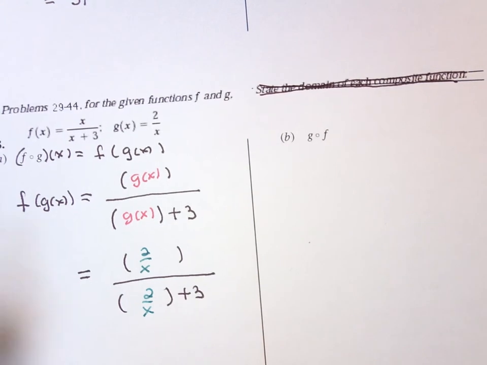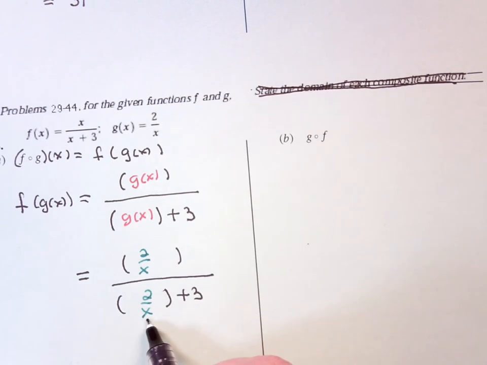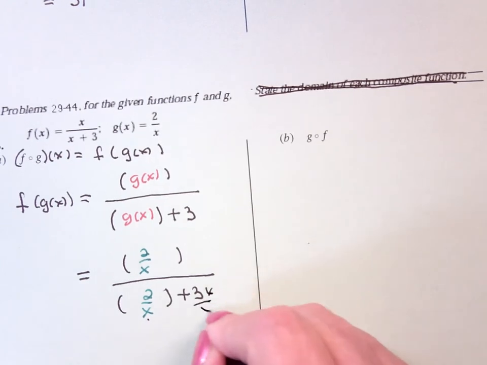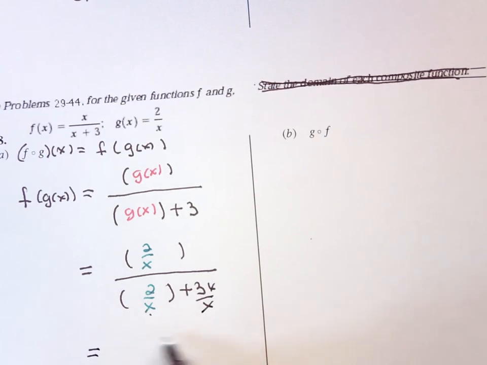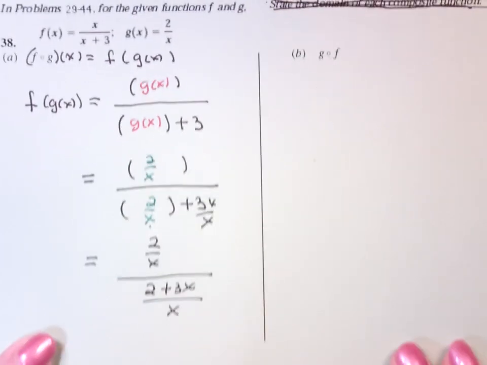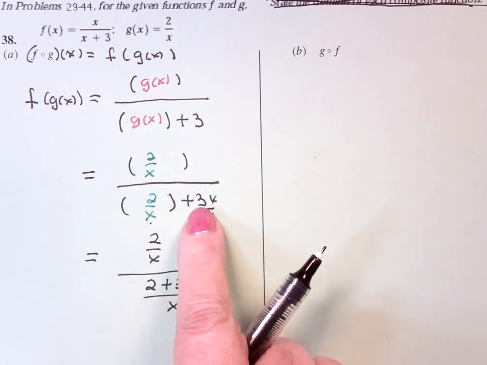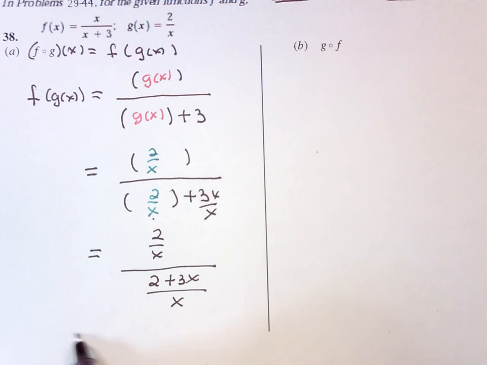And now I've got a complex fraction. That's how complex fractions come about, by the way. But they're nice, because here the common denominator is x. So I'm going to multiply by x over x. So this says I've got 2 over x divided by 2 over x plus 3x over x, which is 2 plus 3x over x. If the denominators are the same, you add the numerators. And now you just invert and multiply.